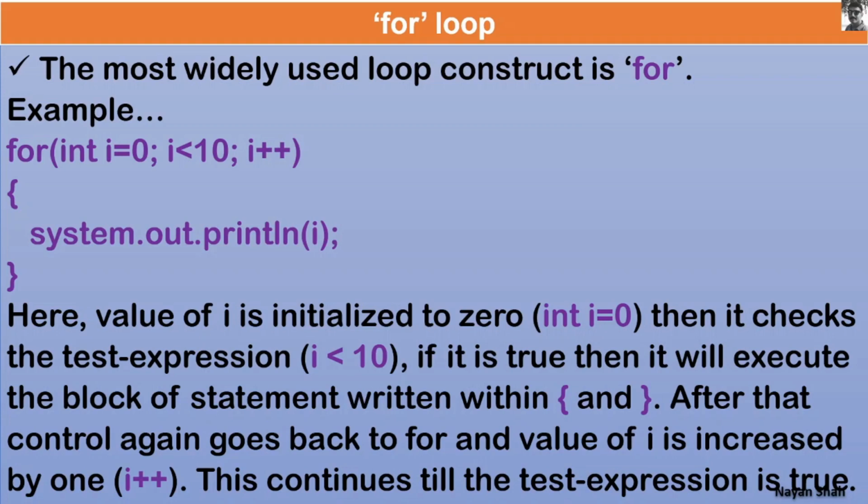So consider when i is 8: it will go through the loop, it will increase by 1, so it will become 9. It will check whether 9 is less than 10, yes, it is true. So it will come inside the block of statements, print the value of i, go back to the for loop, and be increased by 1, so now i becomes 10. It will check 10 is less than 10, no, the condition is false, so the loop will be terminated. So ultimately this loop prints all the numbers from 0 to 9.